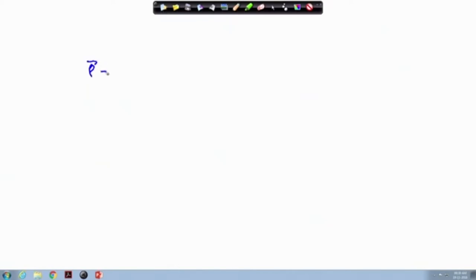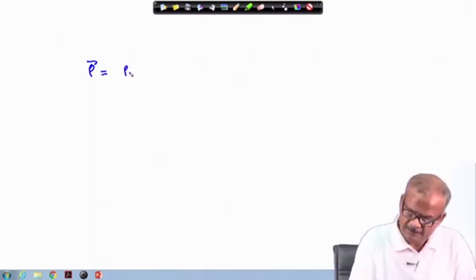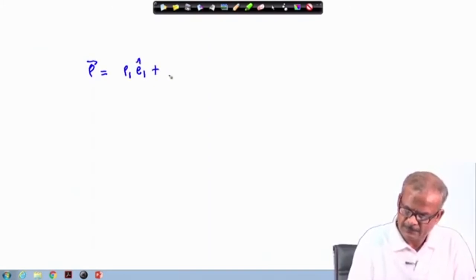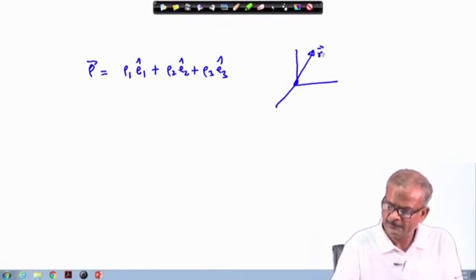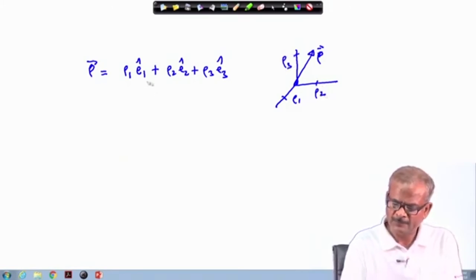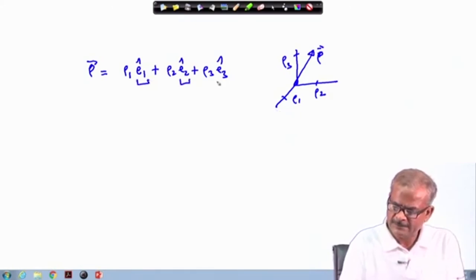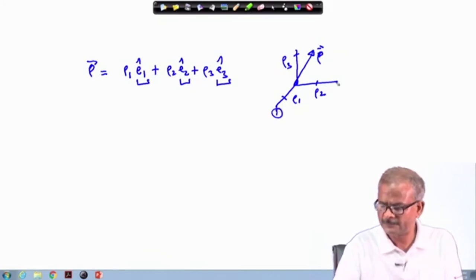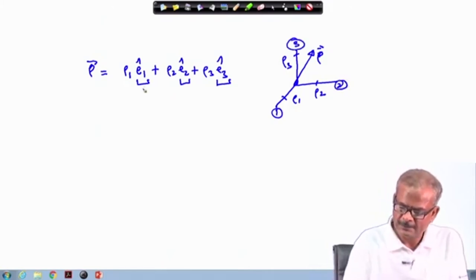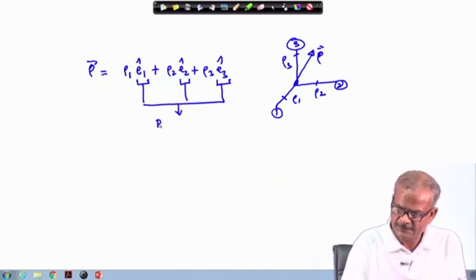Therefore, this rho vector, as we already said, consists of three components. So, we can write this as rho 1 times E 1 cap, rho 2 times E 2 cap and rho 3 times E 3 cap, where rho 1, rho 2, rho 3 are the components. So, this is the rho vector. Along this direction you will have rho 1, along this direction rho 2 and along this direction rho 3. And E 1, E 2, E 3 are the unit vectors along the corresponding directions: this is direction 1, this is direction 2 and this is direction 3. These three are termed the basis vectors.